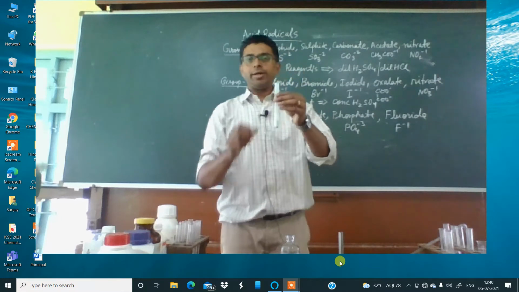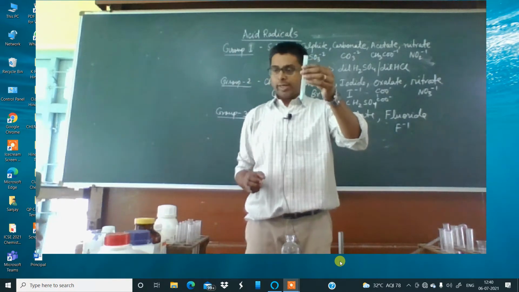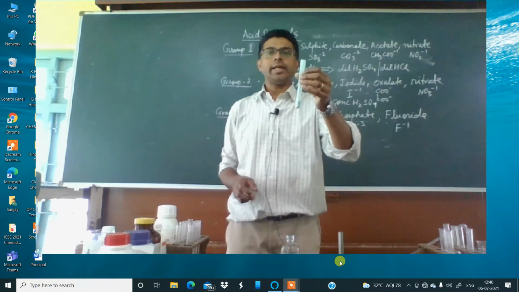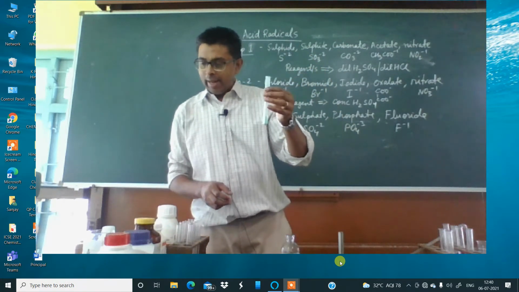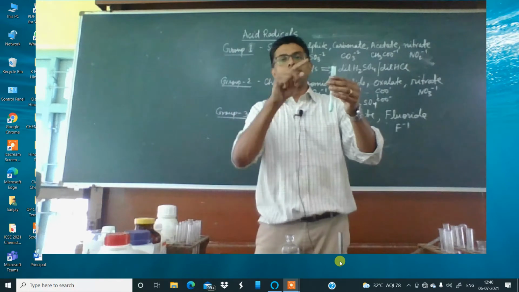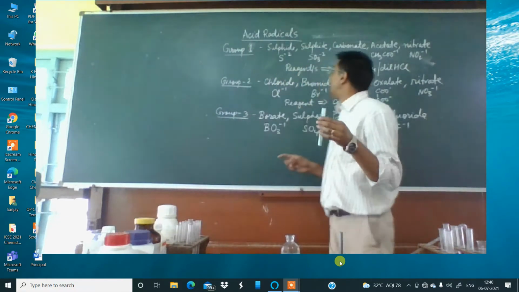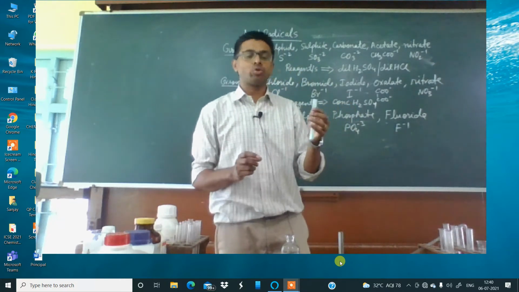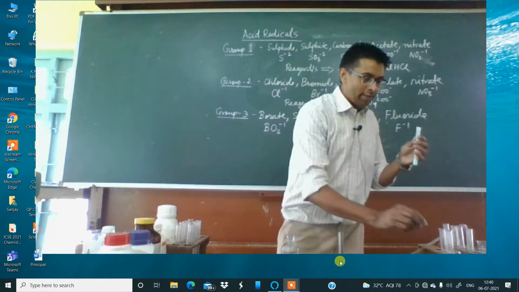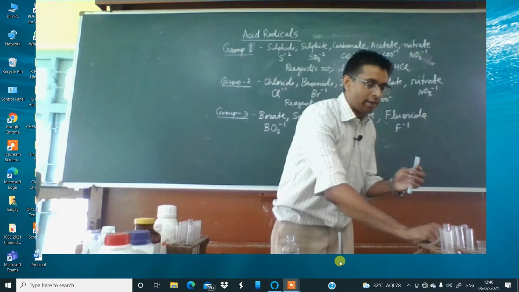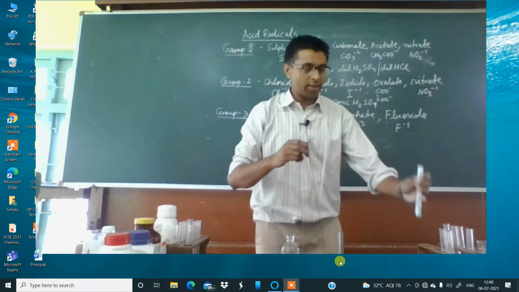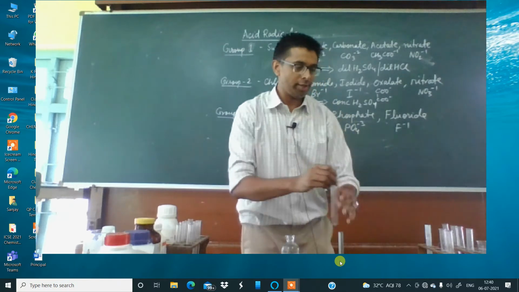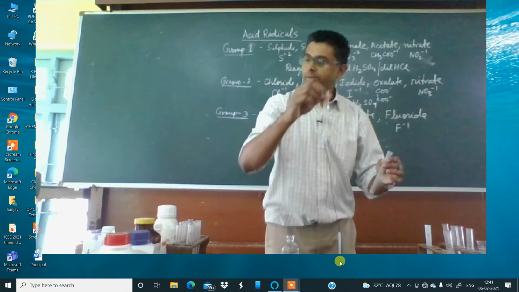The sample is already taken in a test tube. Now to this sample in a test tube, a few drops of sulfuric acid I must add, and then the gas which comes out is definitely carbon dioxide gas. So the gas must be passed through lime water. I will take lime water beforehand in a test tube over here. This is the lime water.